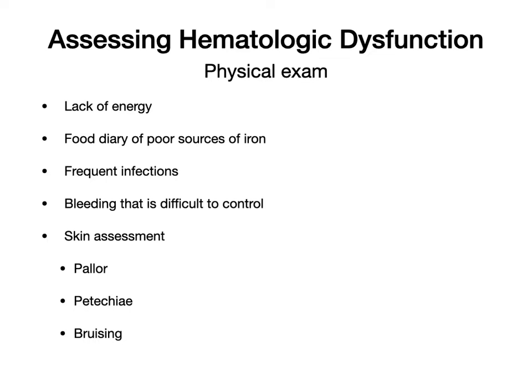This will help assess for the hematologic dysfunction, asking about the child's energy, their food diary, and any poor sources of iron, frequent infections, and bleeding that can be difficult to control. And then when doing the skin assessment, assessing for pallor, petechiae, and bruising.